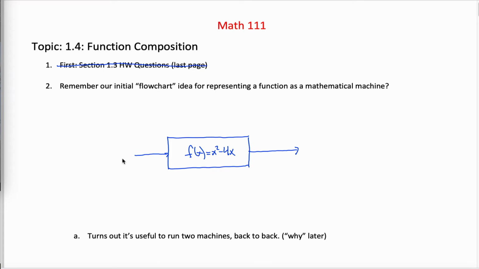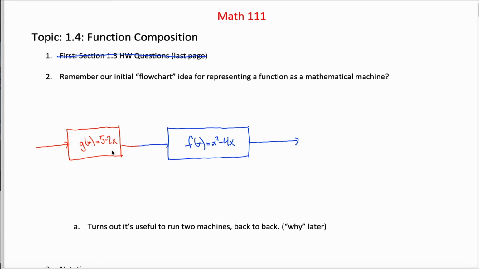It turns out that sometimes it's useful to have two of these machines kind of running back to back. What do I mean by that? Think about this diagram where we have some machine, I'll call it g of x. Maybe 5 minus 2x is what I'll use for the rule of this machine. And we take some numbers, like the number 1 for example, and we put it into this machine g of x just like we've been doing. So what will come out would be g of 1, we change all the x's into 1, we do 5 minus 2 times 1. If we put 1 into this machine, I think we'd find that 3 would come out.